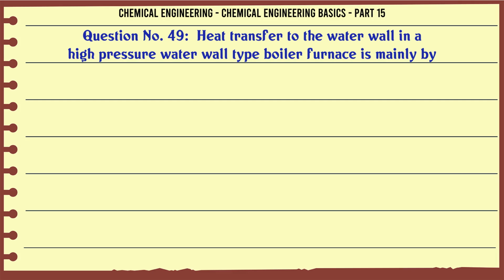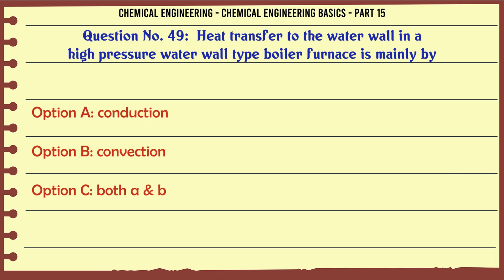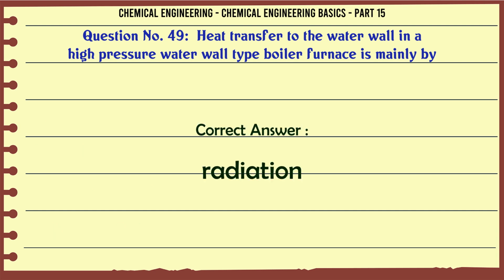Heat transfer to the water wall in a high-pressure water wall type boiler furnace is mainly by A. Conduction. B. Convection. C. Both A and B. D. Radiation. The correct answer is radiation.